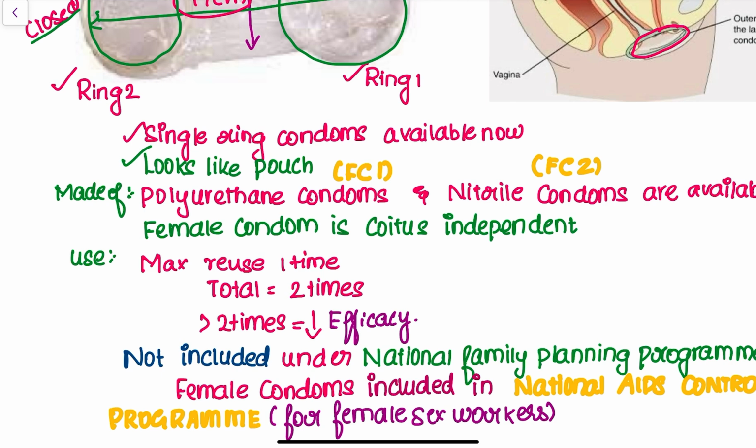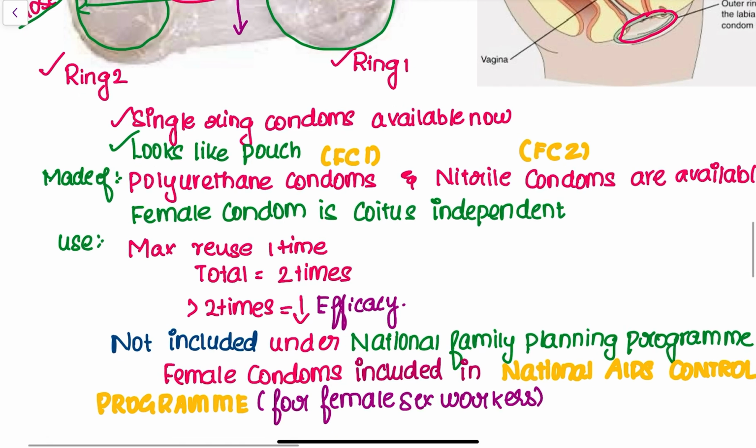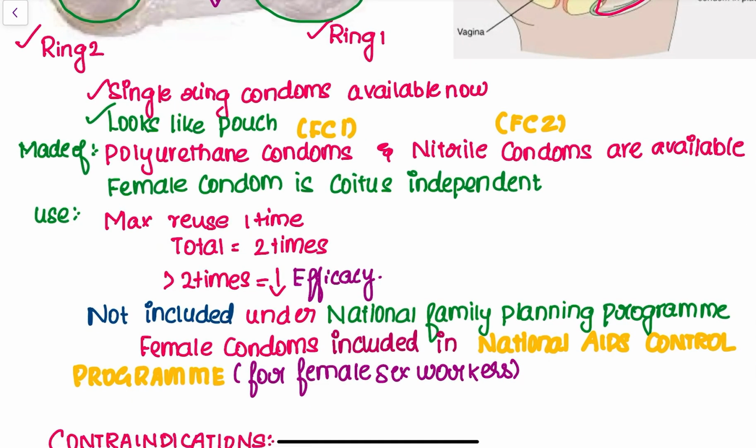Now coming to what the female condom is made of. The female condom is made entirely of polyurethane or nitrile, so there are female condom 1 and female condom 2. Female condom 1 is the polyurethane condom, which is a synthetic plastic condom, whereas female condom 2 is the nitrile condom. These nitrile condoms are more popularly used among the population when compared to the polyurethane condoms. Whereas in males, polyurethane condoms are more popularly used. In females, nitrile condoms are more popularly used than polyurethane female condoms because they are very cost effective compared to the polyurethane condoms.